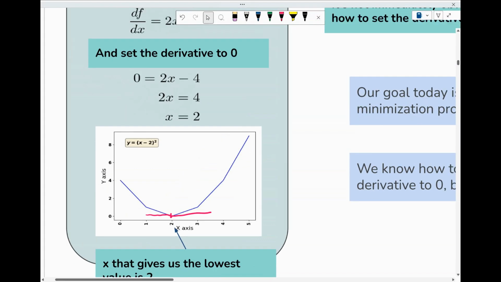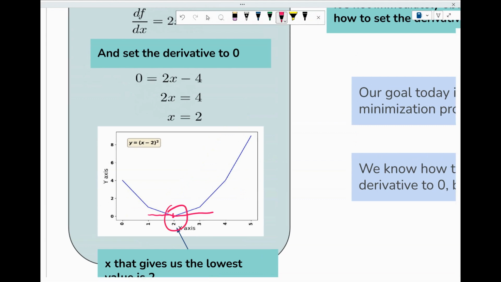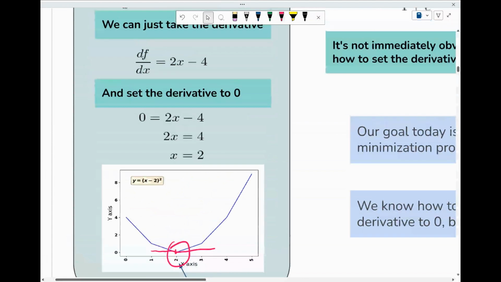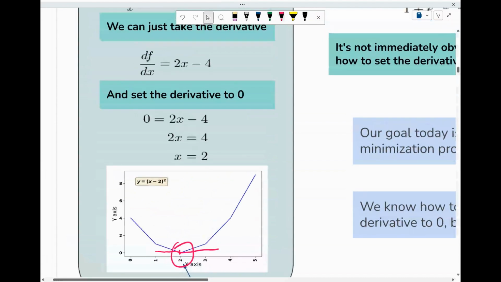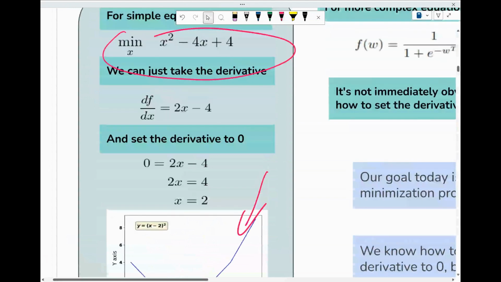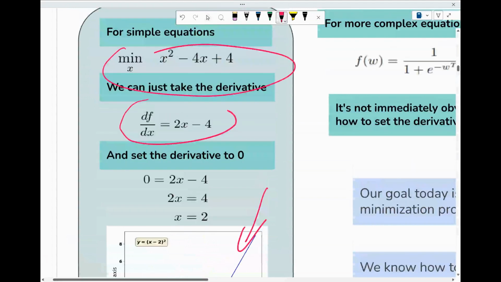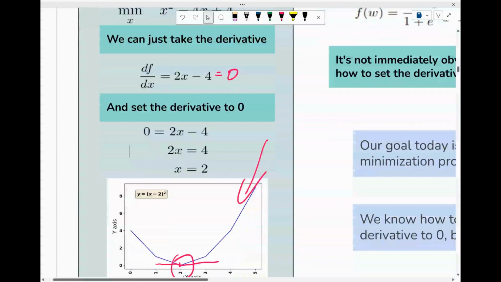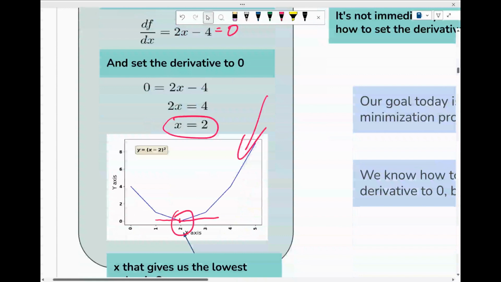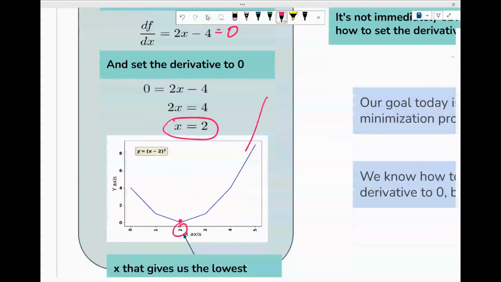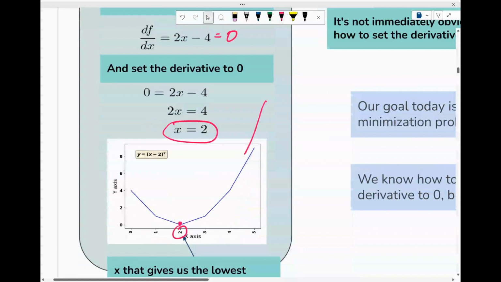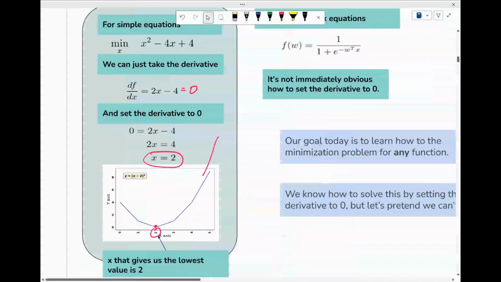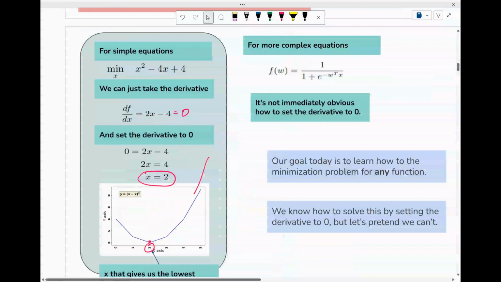So the derivative is 0. Therefore, to find this point, all we really have to do is to find the point where the derivative is 0. So this function is this right here. If we just take the derivative, which gives us this, and we set it to 0, and then we solve for x, the x that will give us a 0 derivative is 2. And we can see that this is true. At 2, that's where the derivative is 0. So this is the traditional way to solve it with calculus.